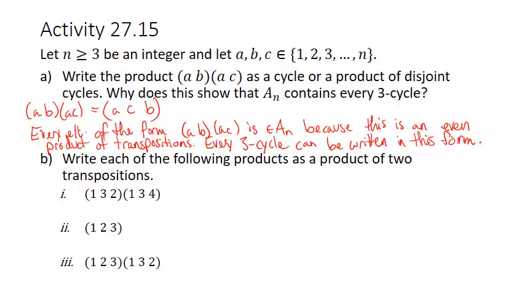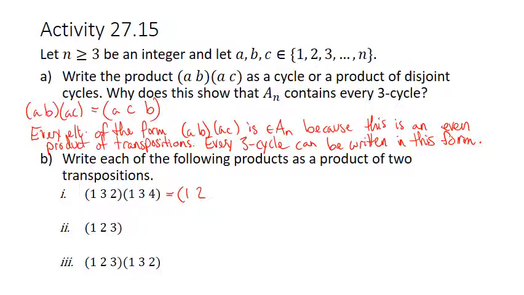Okay, part B: write each of the following products as a product of 2 transpositions. Let's see if we can do this, whether it's actually possible or not. So let me see, where is 1 going to be moved to? First 1 is going to go to 3, and then 3 is going to go to 2. So 1 is going to go to 2.